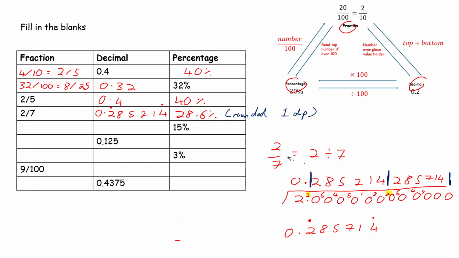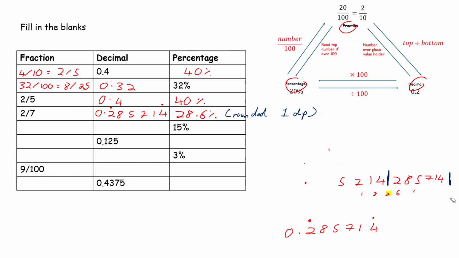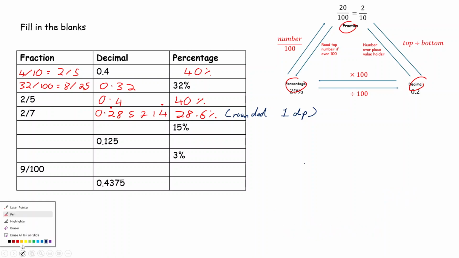Okay, so let's get rid of this, and let's get rid of this. There we go. Get rid of all of that. Good. Next one, we've got 15%. So we've got 15%, and we could go into a decimal or to a fraction.